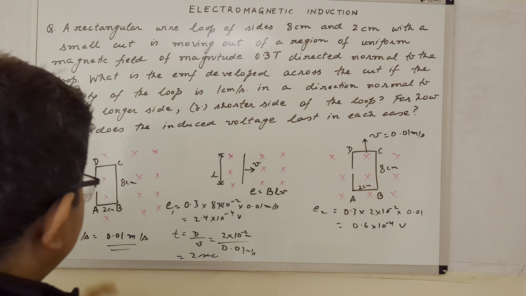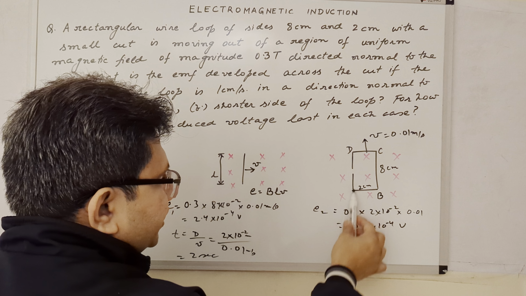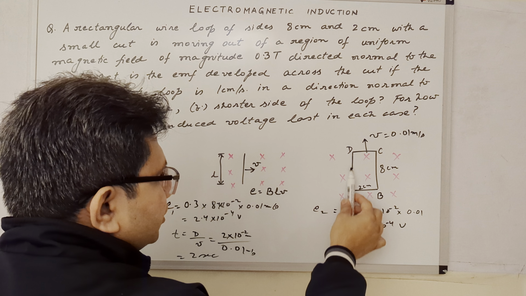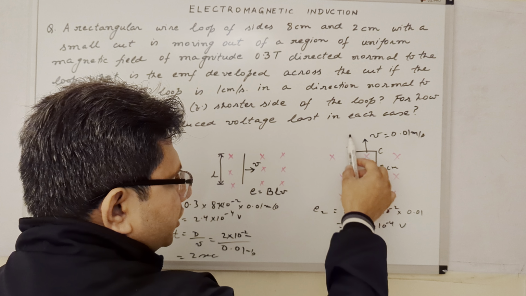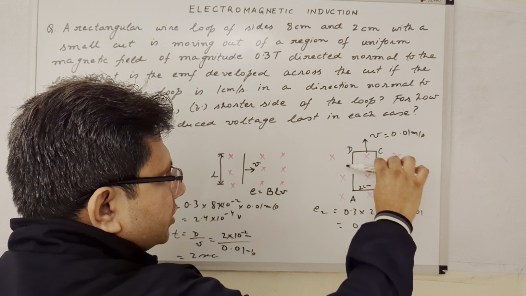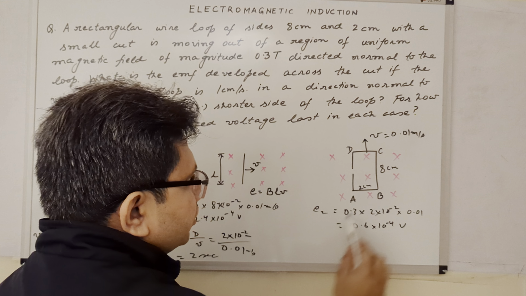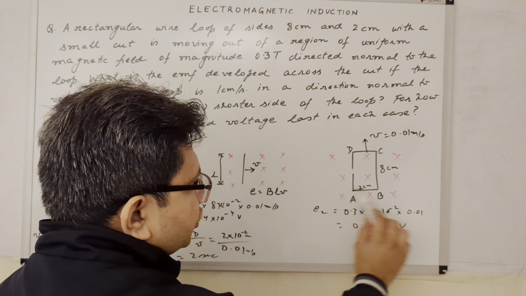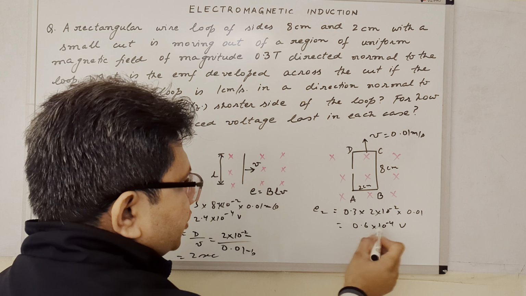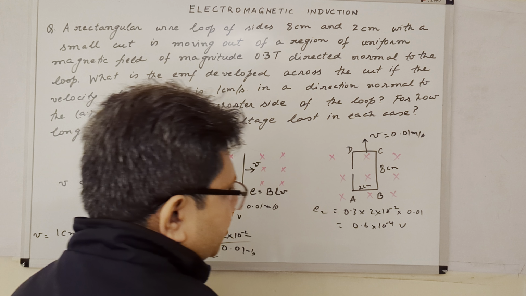Now, according to the analysis in the previous part, you can easily see that this section, AD section, is parallel to this velocity vector. Similar is the case for the CD section; it is parallel to the velocity vector. That is why in these two sections there is no EMF. And the DC section is outside the magnetic field, that is why there is no EMF in this section. The only EMF is in the section AB, which is given by this formula. So this is 0.6 into 10 power minus 4 volts.